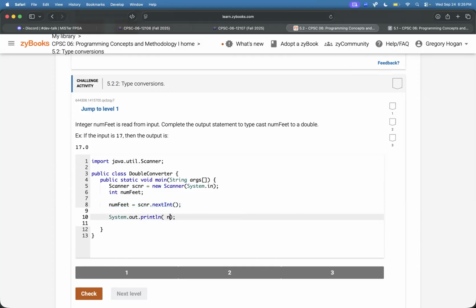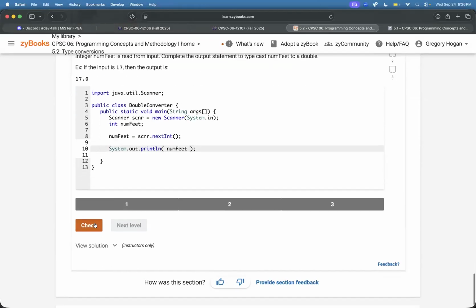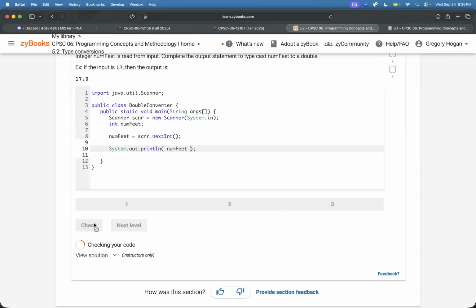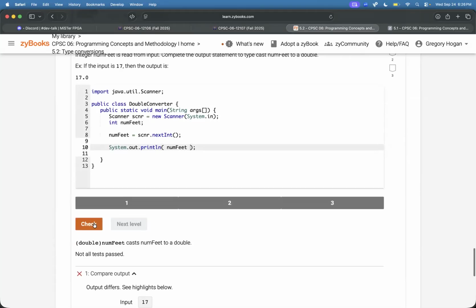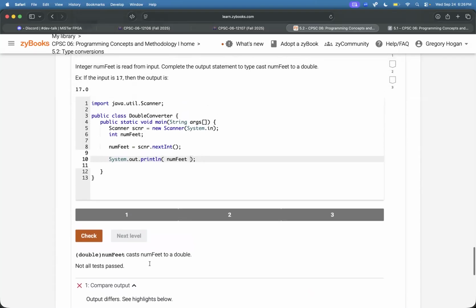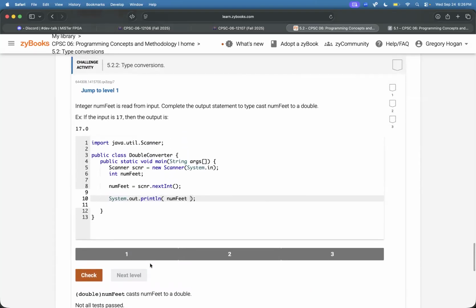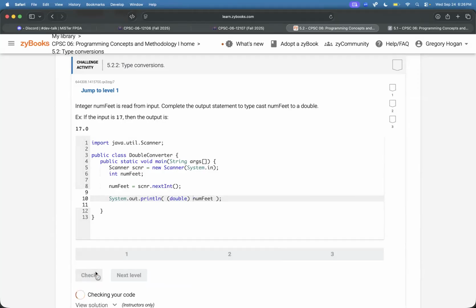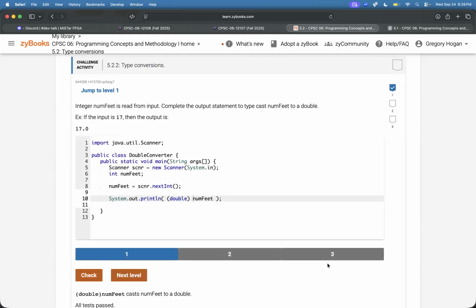So the number is numFeet, and they told us to typecast it, but I'm not going to yet. I'm just going to hit check and get the wrong answer. Okay, let's let it do its thing. You'll see that I output 17, but I was supposed to output 17.0. That's because I did not typecast like they said to. So how do you typecast numFeet to a double? Well, you just go to the left of numFeet and in parentheses, type double. Usually you would leave a space. And that'll fix it right there. And there we go. Let's jump to number 3.